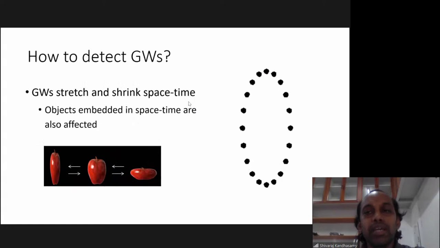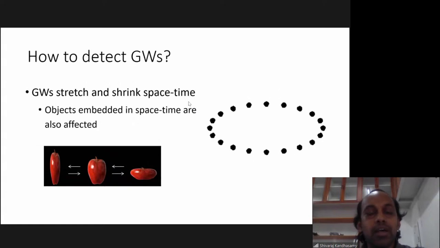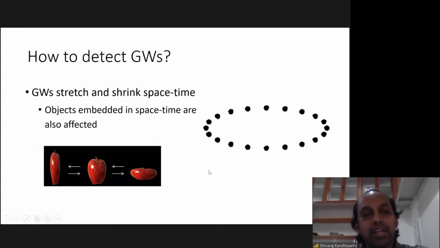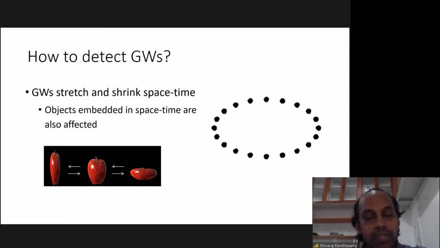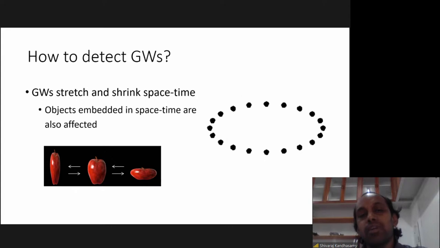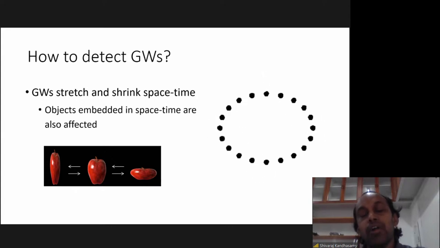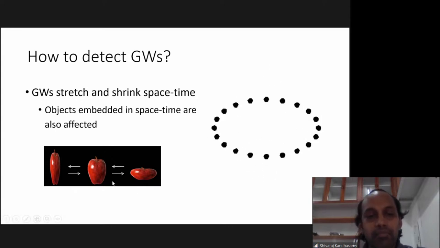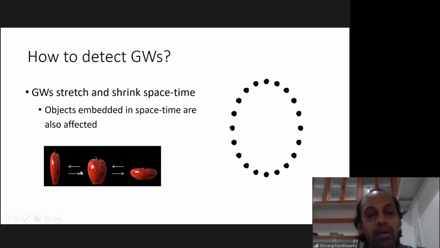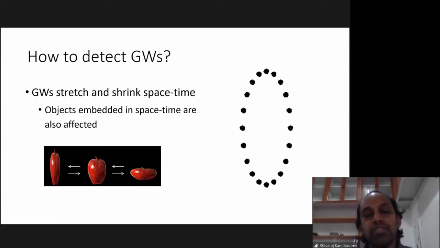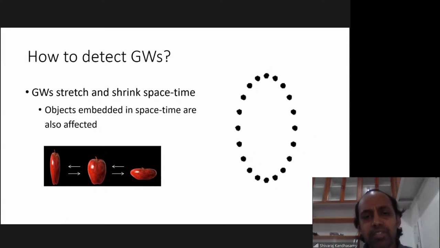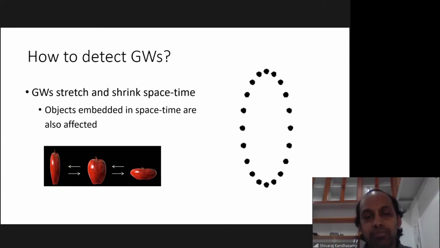So how do we detect these gravitational wave signals? The basic property of a gravitational wave signal is that it stretches and shrinks space-time. That means that whatever objects are embedded in the space-time also get affected. So here is an extreme example of an apple. When a gravitational wave passes through, the apple is squeezed and stretched, so its size and shape change. This is the basic effect of gravitational waves.